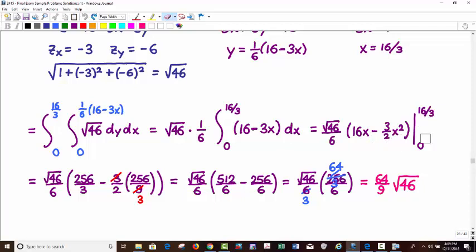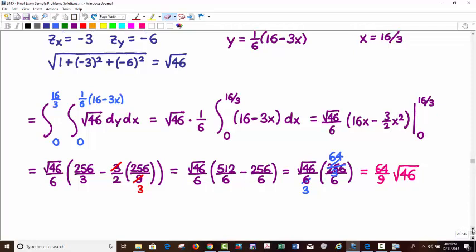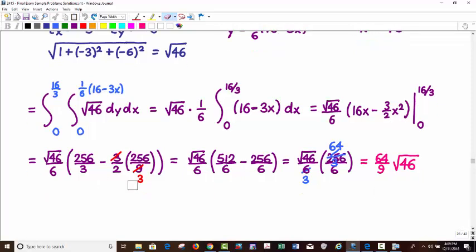And now we put in 16 over 3, put in 0. I kind of did all this manually, but like I said, you're probably going to want to use a calculator to do this. So yeah, I put them in there. 16 times 16 over 3 is 256 over 3. 16 over 3 squared is 256 over 9. So 3 over 9 is 1/3. And then I got a common denominator of 6. So that makes 256 over 3 be the same thing as 512 over 6.